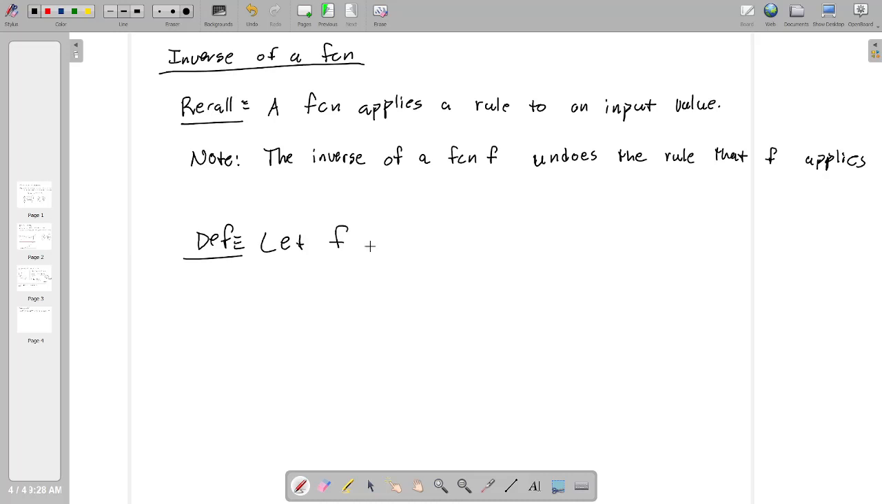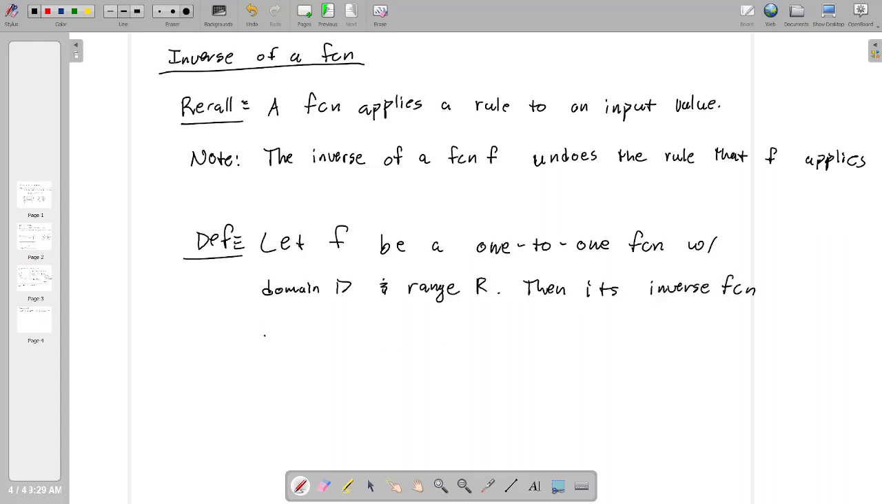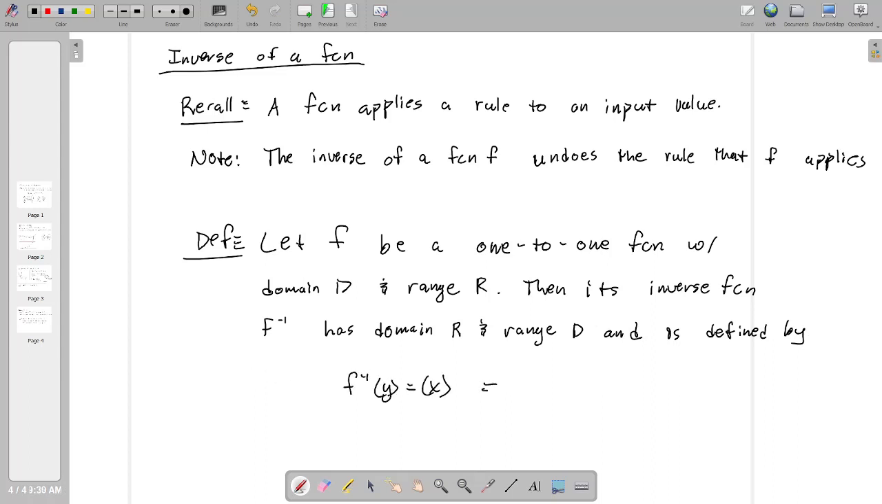Definition: Let f be a one-to-one function with domain D and range R. Then its inverse function f inverse has domain R and range D and is defined by f inverse of y is equal to x if and only if f of x is equal to y, for any y in R.